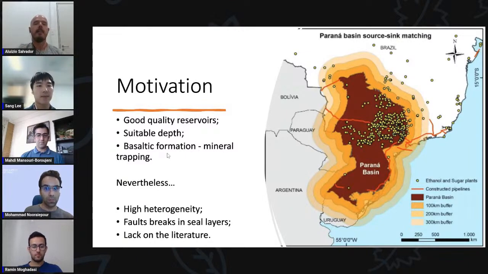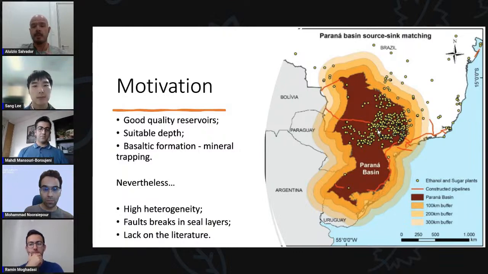However, there are still many studies to be performed. This basin is very heterogeneous. It's very big, so we need to map it. We need to sample many parts of this basin. There are faults and breaks in the seal layers. It would be a problem for the injection because it could cause leaks of carbon dioxide. And aside from these very interesting properties, there are only a few studies in the literature, so we still need a big effort to characterize these rocks.